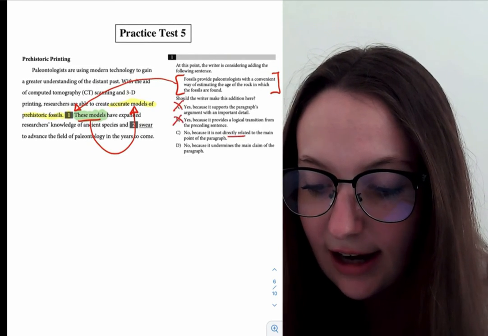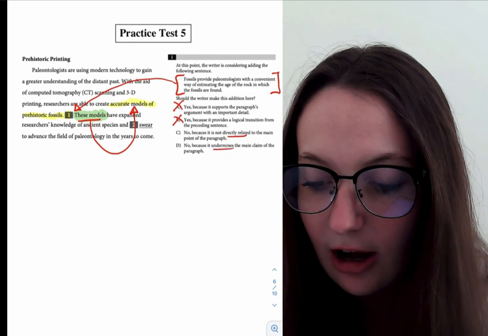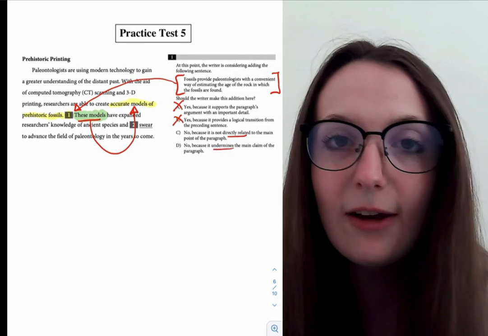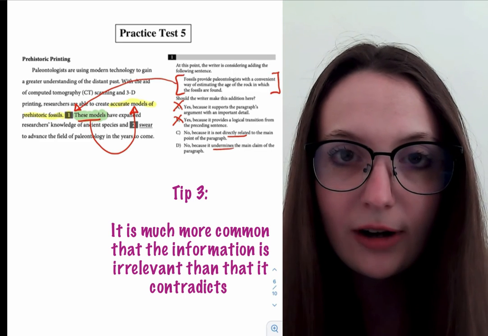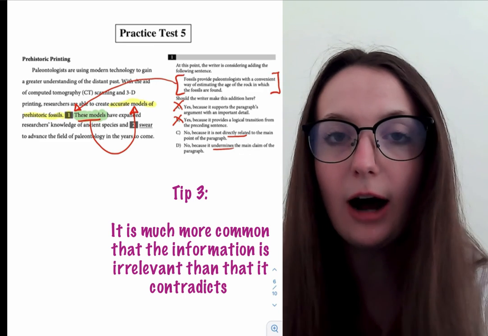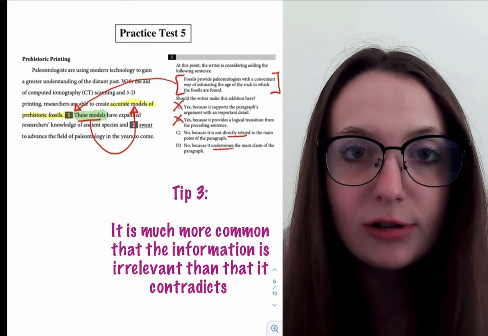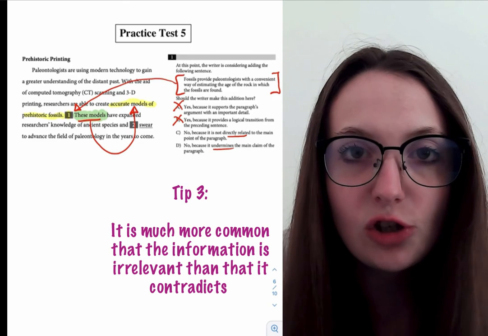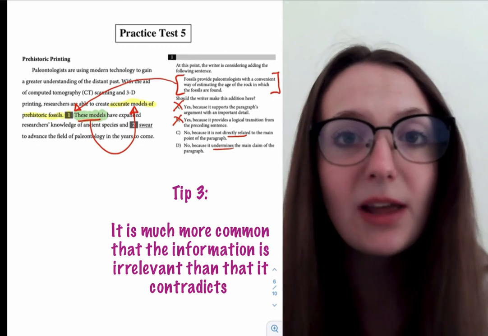Choice C says that it's not directly related. Choice D says that it undermines the main claim. So if you're ever in doubt for why you shouldn't add something, pick one of the following options: that it's irrelevant, loosely related, doesn't have to do with it, it's random, something of that nature.